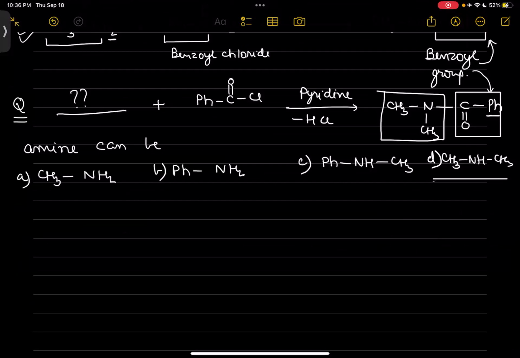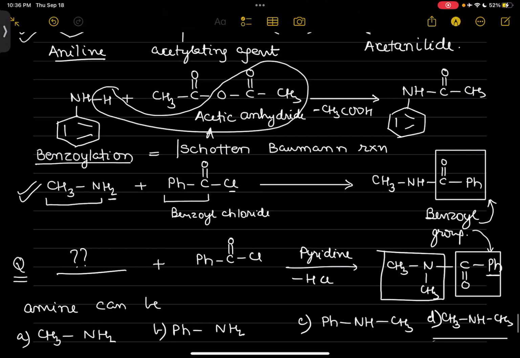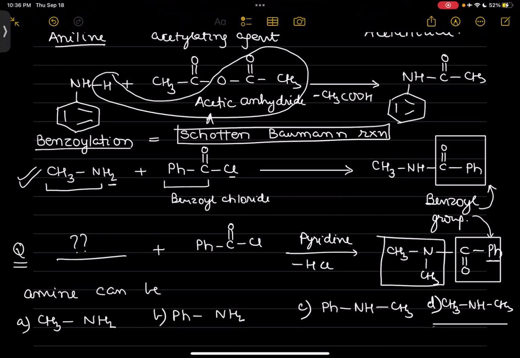of dimethylamine. What is the other name for the benzoylation? Schotten-Baumann reaction. Exactly. So Schotten-Baumann reaction is the other name for benzoylation. Okay, got it.